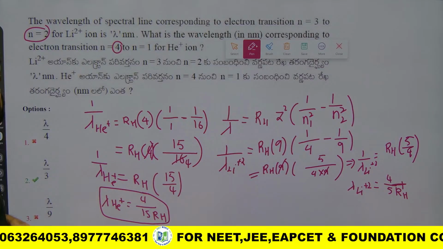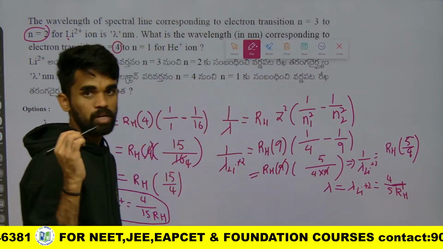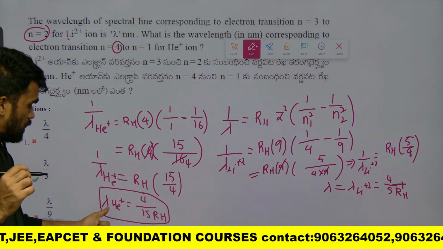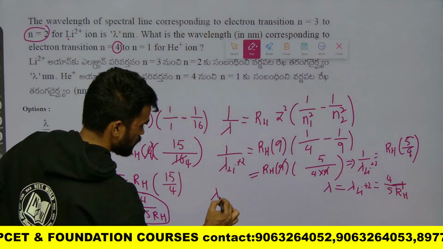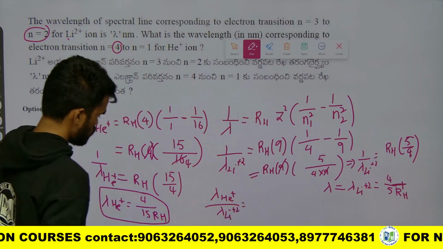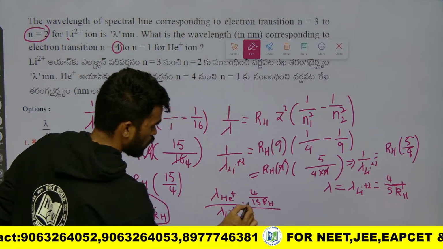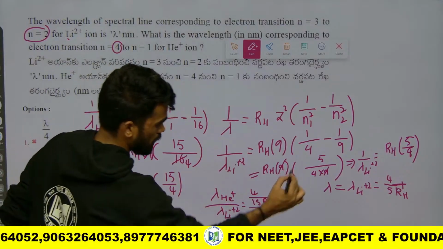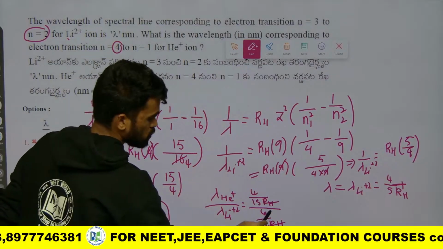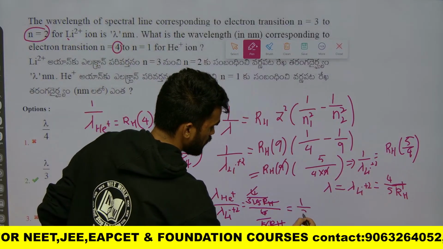Now for lithium, the wavelength is given directly as just lambda. They have given it for lithium, and we have to find it for helium. So lambda of helium plus by lambda of Li plus 2 equals, we have 4 by 15 RH in the numerator and 4 by 5 RH in the denominator. RH is removed, 4 is also removed, and 5 cancels with 15 giving 3, so we are remaining with 1 by 3.